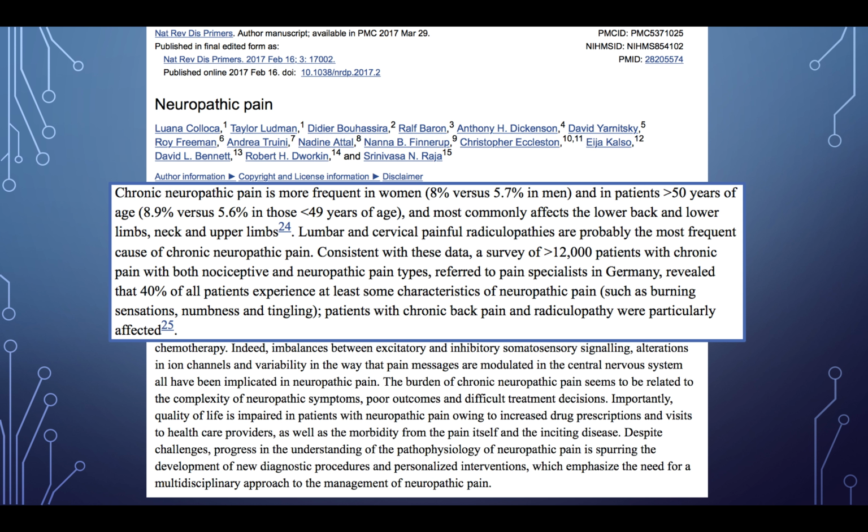So the chronic neuropathic pain, it's more frequent in women and in patients greater than 50 years old. So sorry, 50-year-old women, you guys are the most likely to get the chronic neuropathic pain. Most commonly affects lower back and lower limbs, neck and upper limbs.